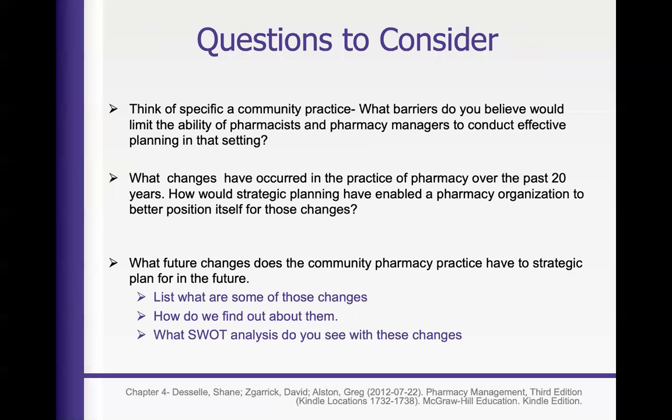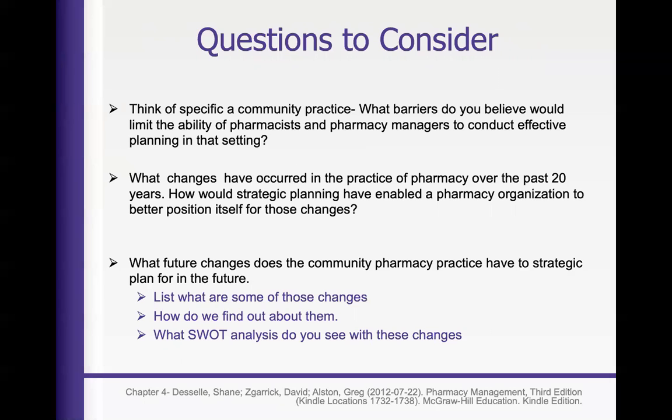So, questions to consider. Think of a specific community pharmacy practice. What barriers do you believe would limit the ability of the pharmacists and the pharmacy managers to conduct effective planning in that setting? What changes have occurred in the practice of pharmacy over the past 20 years? And how would strategic planning have enabled a pharmacy organization to better position itself for those changes? So think about things that have happened and how could we have been better at that?